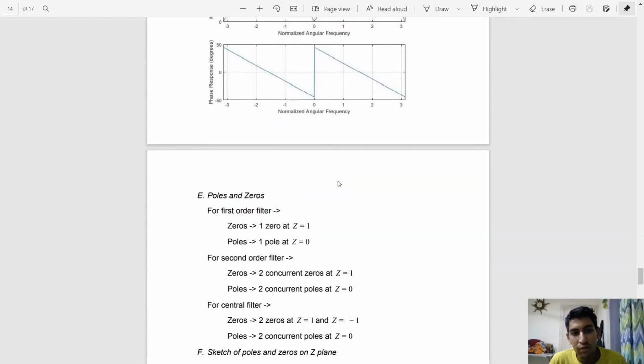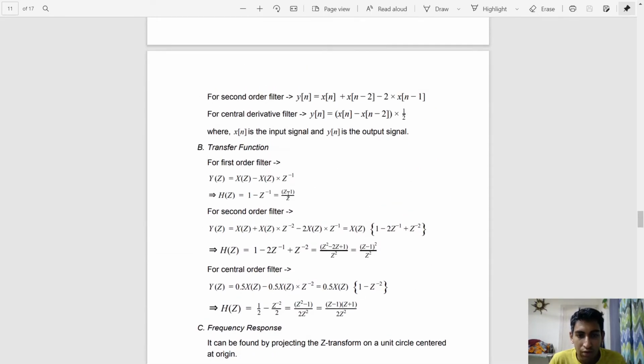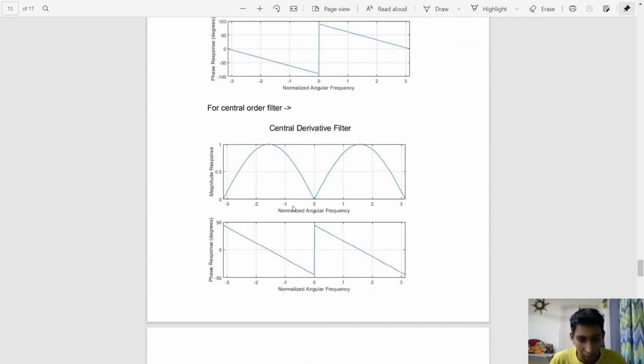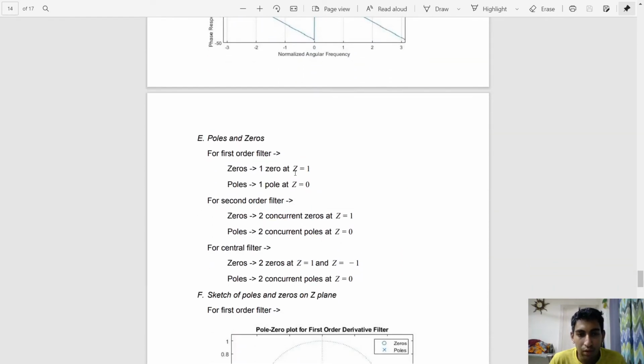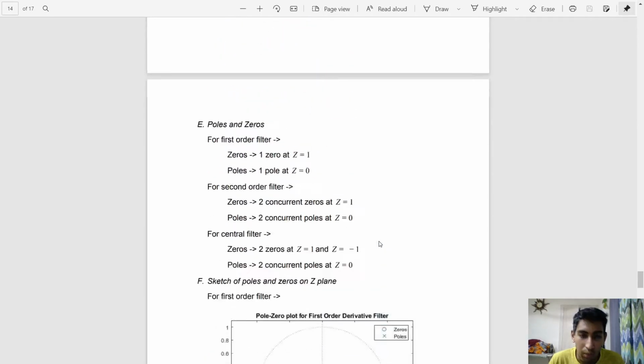The poles and zeros of each of these filters can be easily found. For the first order filter, we got the transfer function as z minus 1 by z. So if we equate the numerator to 0, we get z equal to 1, which is the zero of the transfer function. And when we equate the denominator to 0, we get z equal to 0, which is the pole of the system. That's what's written here, and if you can see the plot, we get one pole at z equal to 0, and we get one zero at z equal to 1.